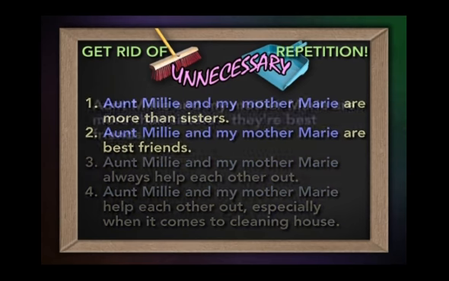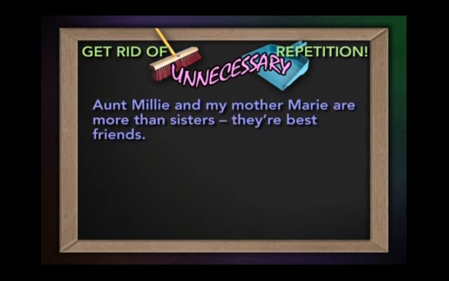So my first sentence goes like this. Aunt Millie and my mother Marie are more than sisters. They're best friends. Those two made sense because now I've got an example. They're more than sisters. The example is they're best friends.